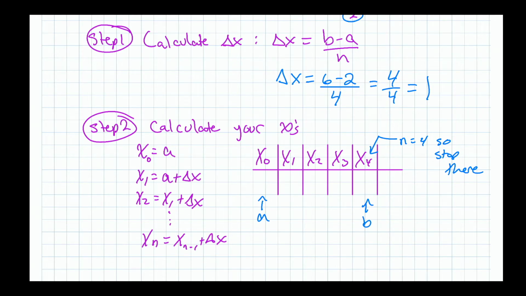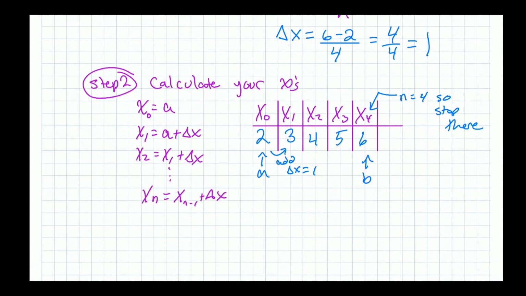So what's a? A is 2. And then all you do from one to the next is add delta x, which is 1. So we're just going 2, 3, add another delta x, 4, add another delta x, 5, add another delta x, 6, and that's actually b, and we're done. So that's it for the x values. Very easy. It's harder when there are fractions, but it's still not that hard. You just add delta x to go from one to the next one.